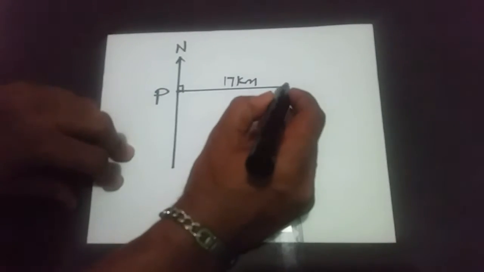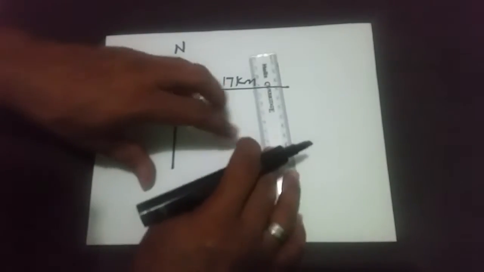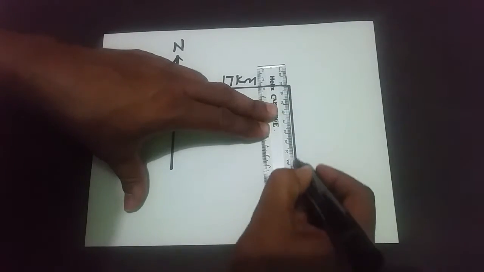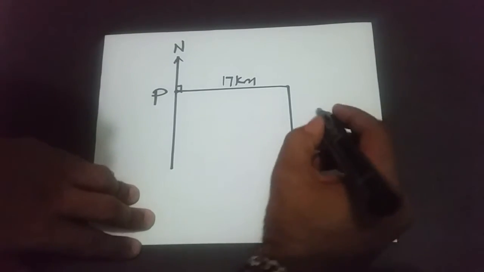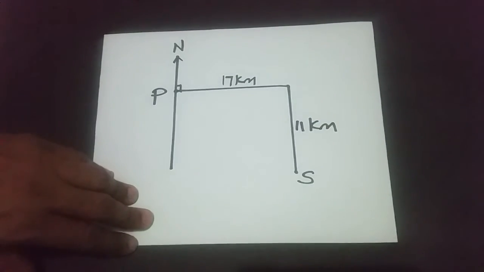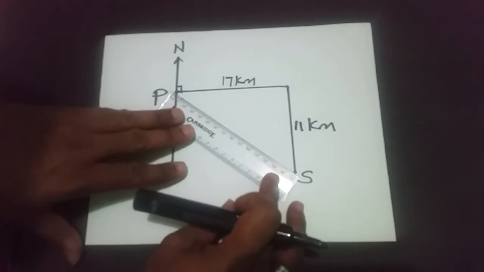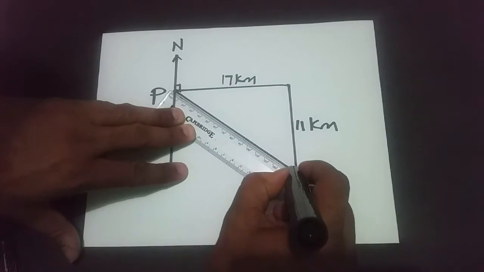Now the ship is now here, but it then sails 11 kilometers in a southerly direction. So I'm just going to indicate that. So the ship is now here, and this distance is 11 kilometers. Now the question is asking for the bearing of the ship from the port. So I need to first of all connect the port to the ship. So I'm just going to draw a line that connects P to S.